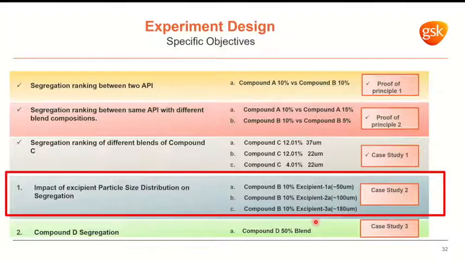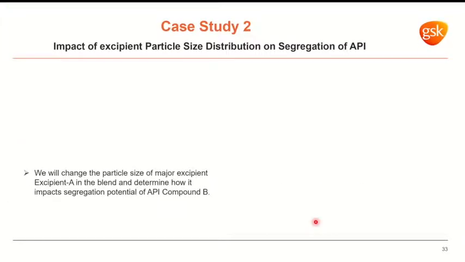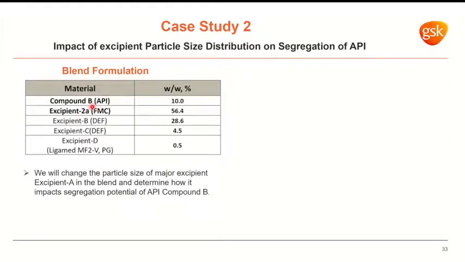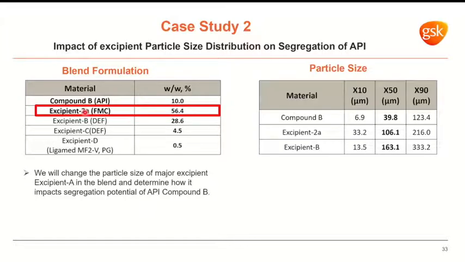So the API is going to be the same. The API that we are going to use in this case is compound B, and all the remaining components are the excipients. The excipient that we are going to change is excipient 2A, which is the major one, with a very high percentage in the blend of 56.4%, which means that over half of the blend is made up of excipient 2A. So what we are basically doing is changing the characteristics of excipient 2A. We are changing the particle size distribution of excipient 2A, and we are going to see how changing this affects the segregation risk of compound B, or the API.